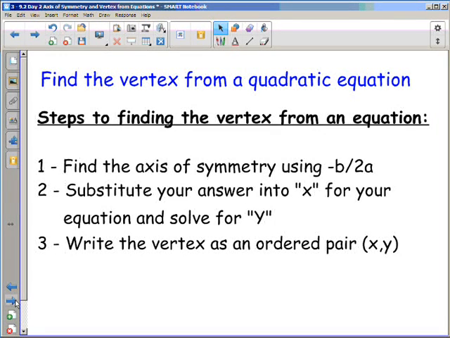The second step I need you to write down is substitute your answer in for x, so whatever you get for negative b over 2a, into your equation, and you'll get a y value out. Well, if I have an x and a y, that creates my ordered pair, and that's going to give me my vertex. Okay? So take a second and get these down. If you need the video paused, go ahead.